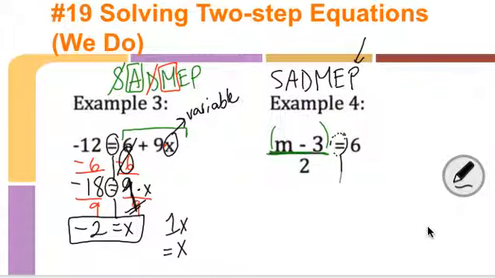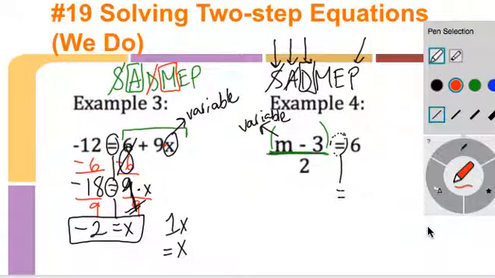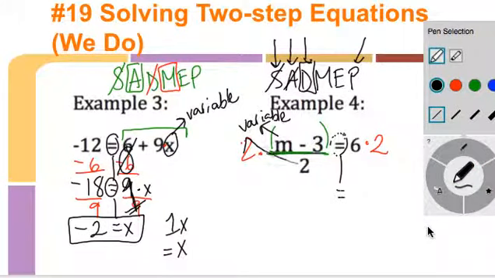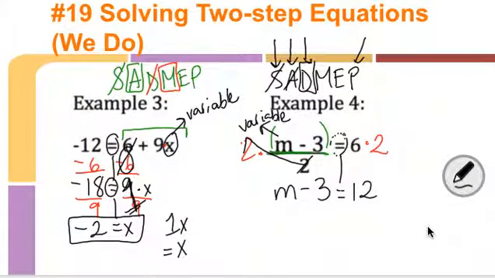Okay, so let's find our middle, that's the equal sign. Let's find our variable, that's m. And let's start going through this problem. Do I see subtraction that's outside of the parentheses? No. Do I see addition outside of the parentheses? No. Do I see division? Yes. So I'm going to use the inverse of division, which is multiplication. And what's the thing being divided? The 2. So I'm going to multiply 2 on both sides of the equation. This creates a 1. So now I'm left with m subtract 3 equals 12.